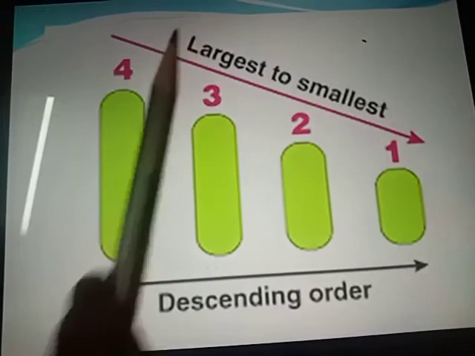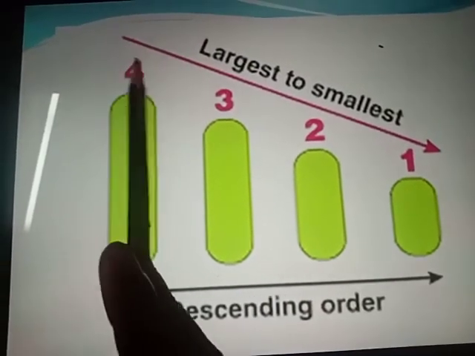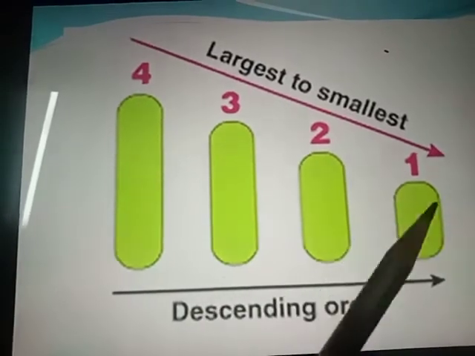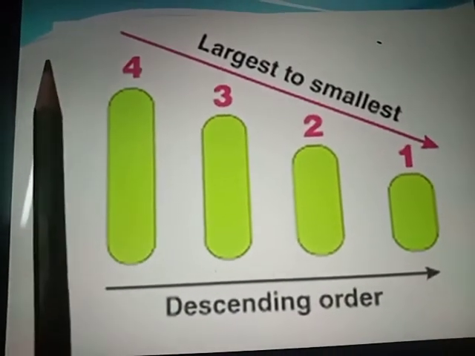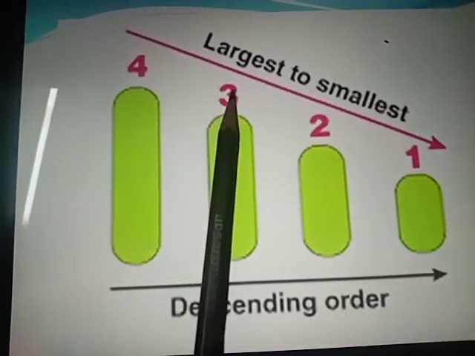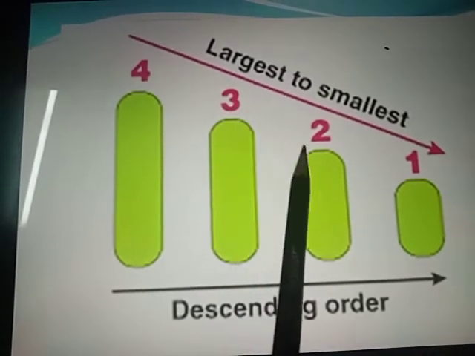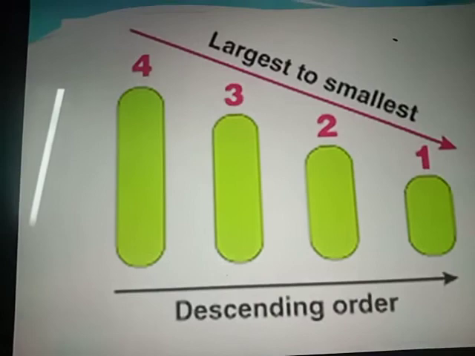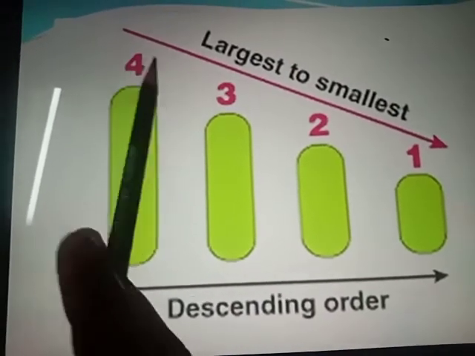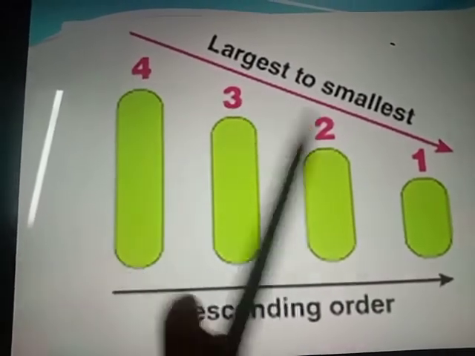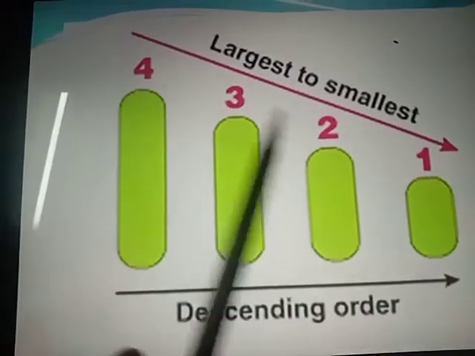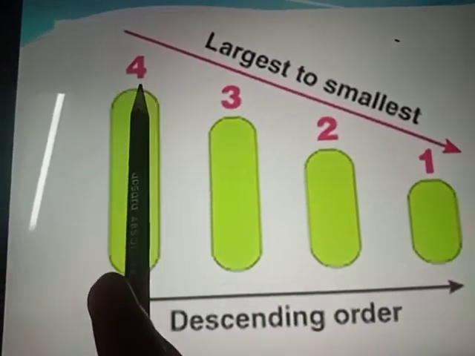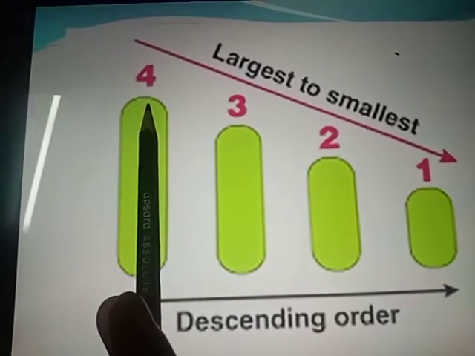Now see, descending means largest to smallest. Largest to smallest means first we are going to place the biggest number, then the smaller number, then the smaller number, then the last one is going to be the smallest number. As you can see, first the largest number among these numbers 1, 2, 3, 4. Which number is the bigger one? The largest one? 4. Yes, 4.